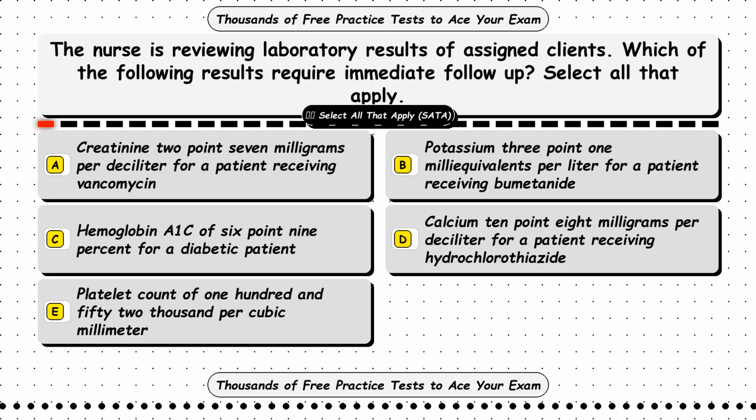Question 38. The nurse is reviewing laboratory results of assigned clients. Which of the following results require immediate follow-up? Select all that apply. Option A, creatinine 2.7 mg per deciliter for a patient receiving vancomycin. Option B, potassium 3.1 milliequivalents per liter for a patient receiving bumetanide. Option C, hemoglobin A1C of 6.9% for a diabetic patient. Option D, calcium 10.8 mg per deciliter for a patient receiving hydrochlorothiazide. Option E, platelet count of 152,000 per cubic millimeter.